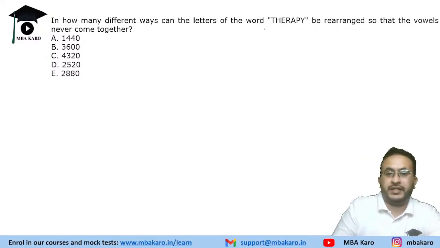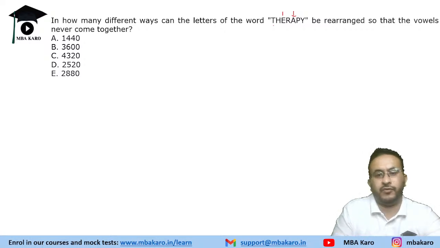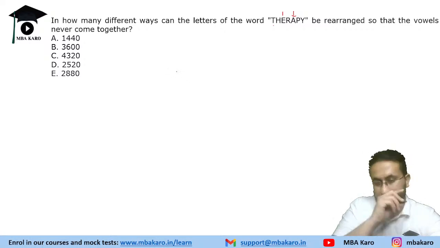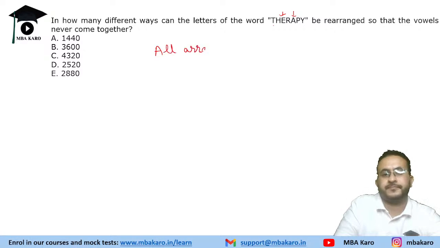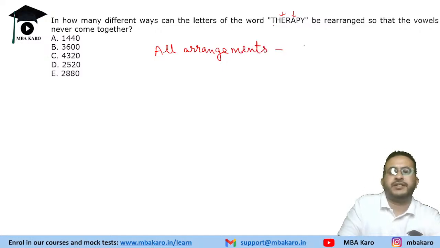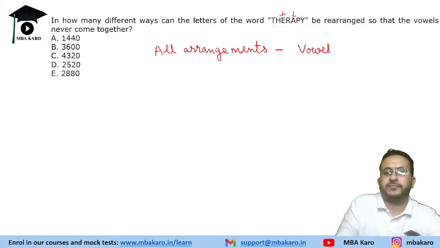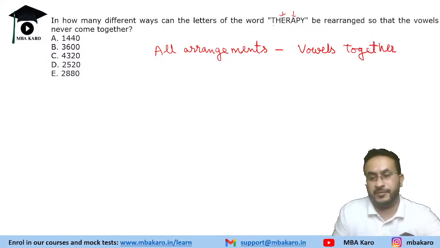So we need to make the words right. The vowels never come together. So what are the vowels? E and A. So first of all, we will place the non-vowels. And we will make all arrangements minus vowels together. So that will be the answer.